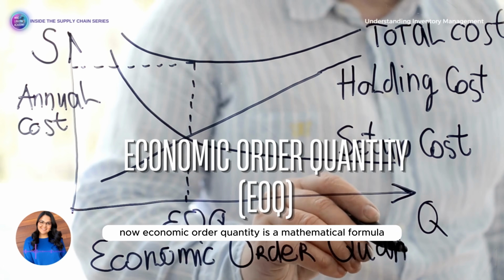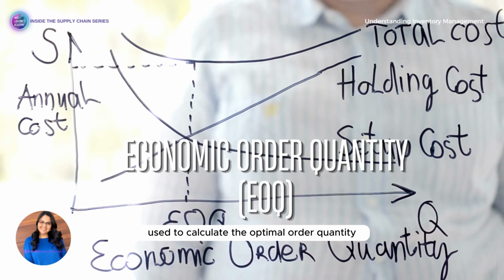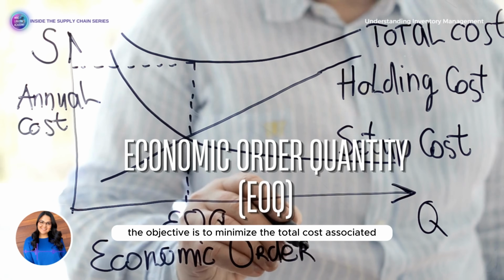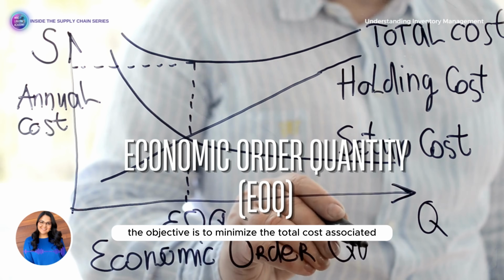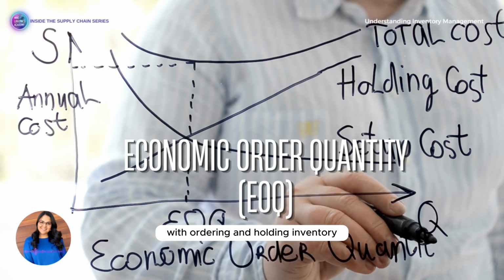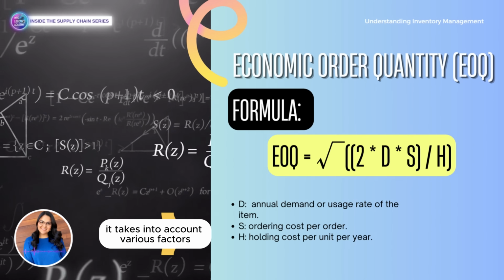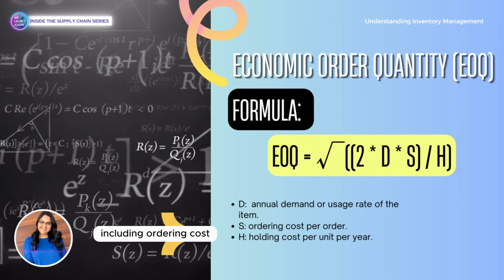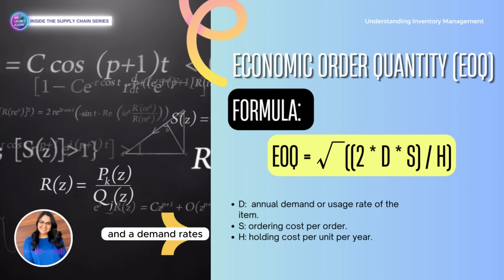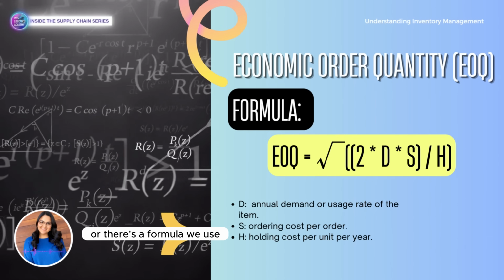Now, economic order quantity is a mathematical formula used to calculate the optimal order quantity for inventory items. The objective is to minimize the total cost associated with ordering and holding inventory. Economic order quantity takes into account various factors, including ordering cost, carrying cost, and demand rates. For economic order quantity, there's a formula we use.